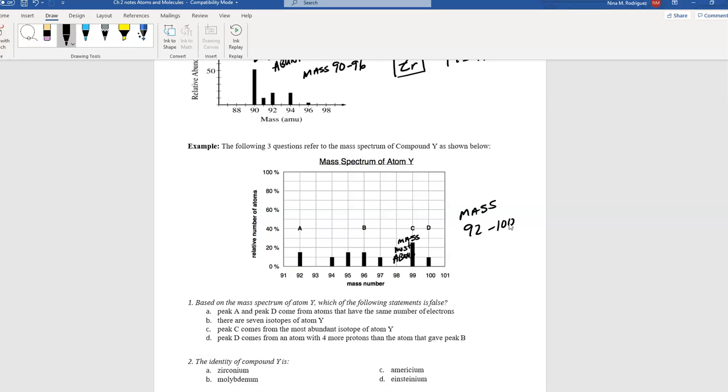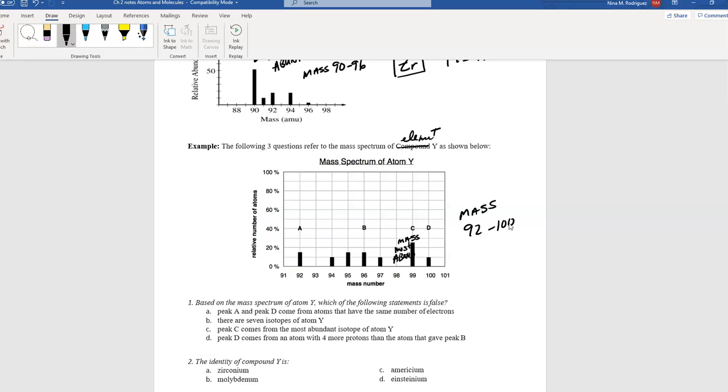Okay. So let's look at question number 1. So based on the spectrum of element Y, and this actually should say element, not compound. I think AP did a little boo-boo on this one. Based on the mass spectrum of Y, which of the following statements is false?